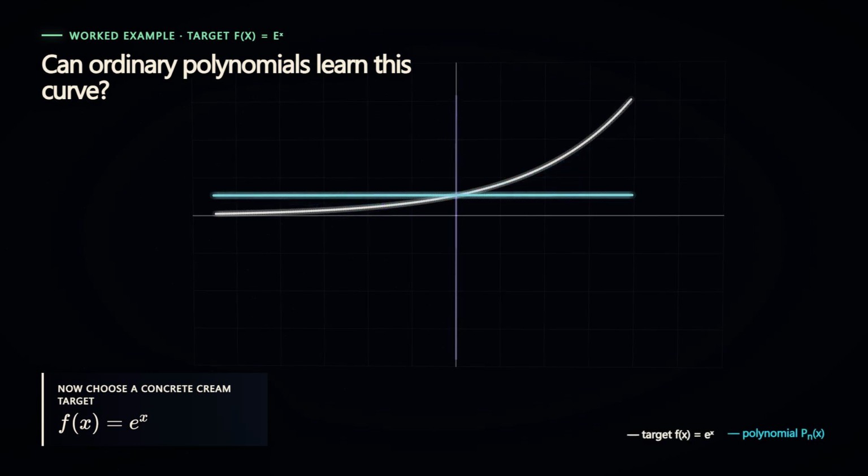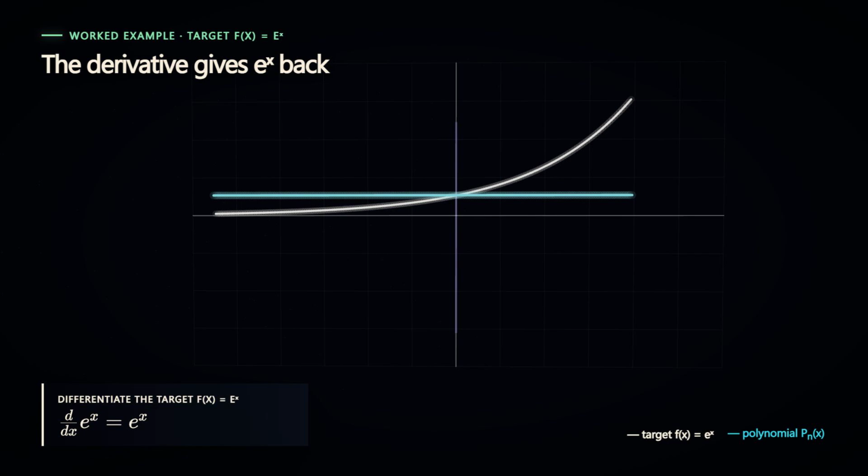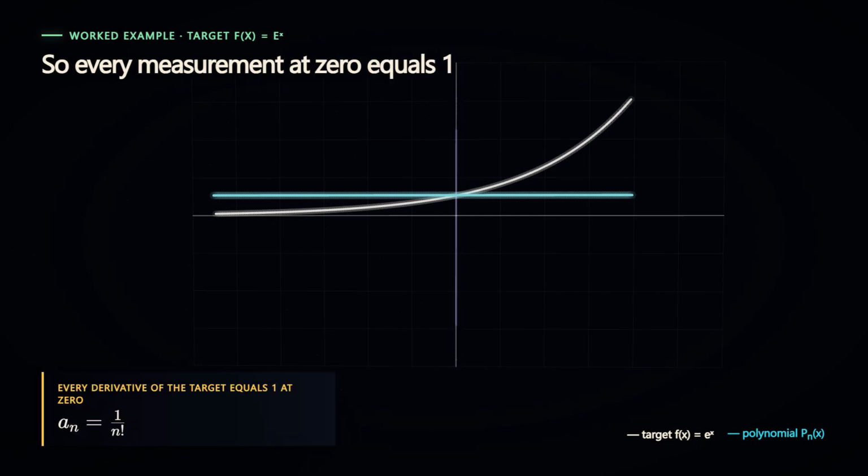Test the recipe on the exponential curve, e to the x. Differentiate it once, twice, or any number of times, and the same exponential returns. At 0, every derivative equals 1. Its coefficients are therefore 1 over n factorial, giving 1 plus x plus x squared over 2 factorial plus x cubed over 3 factorial, and onward.